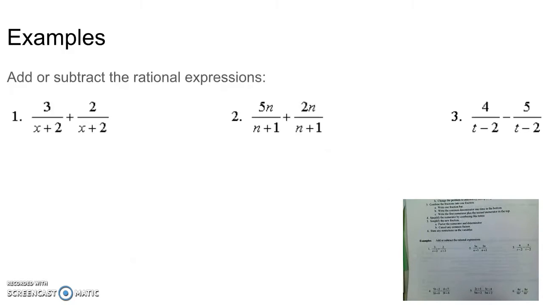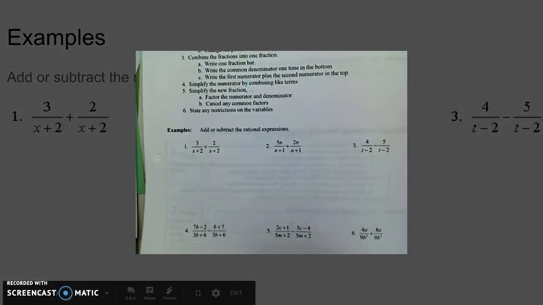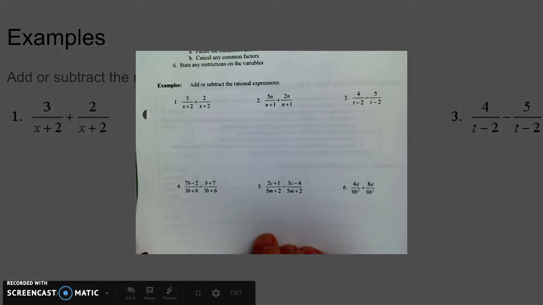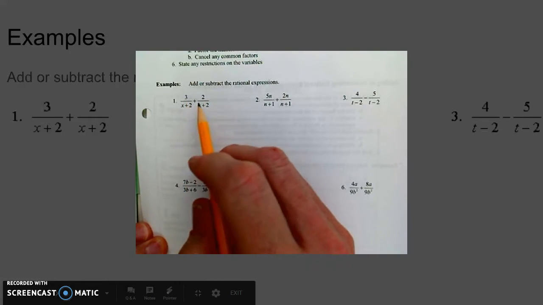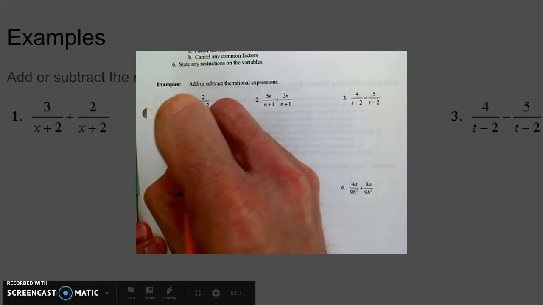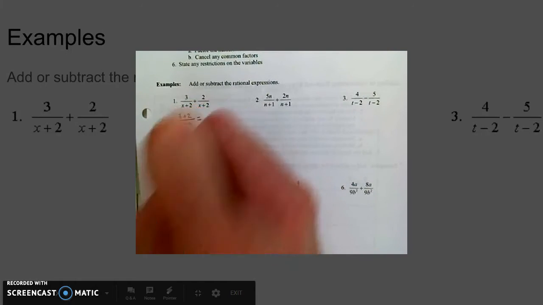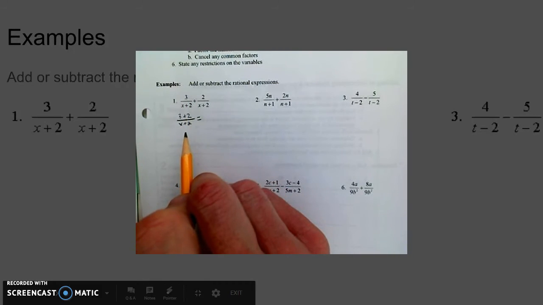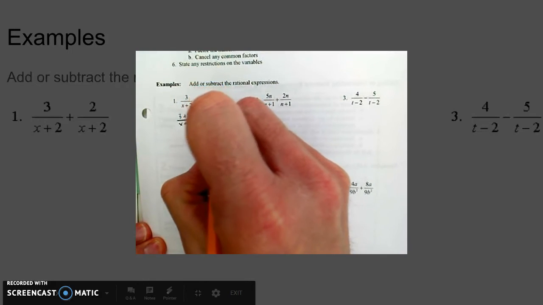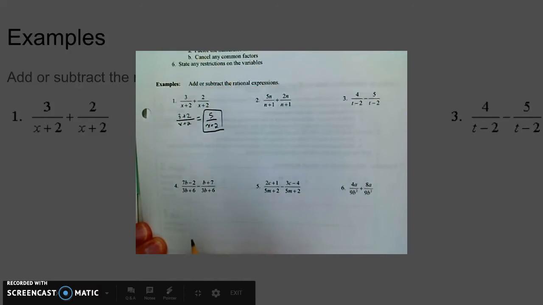So let's look at a couple of examples. Three over x plus 2 plus 2 over x plus 2. I can see that I have a like denominator of x plus 2. I'm going to combine the numerators, 3 plus 2. That's going to give me 5 over my one denominator, 5 over x plus 2. And there's nothing I can do to simplify that.